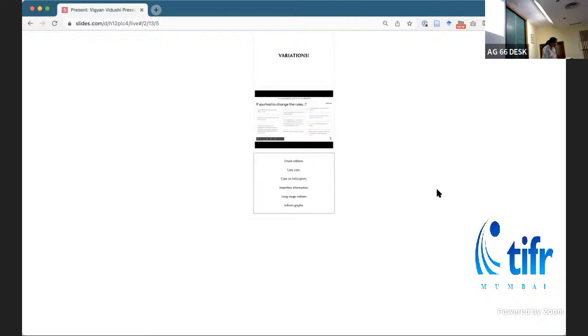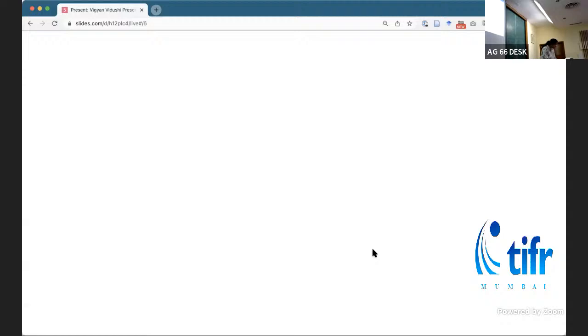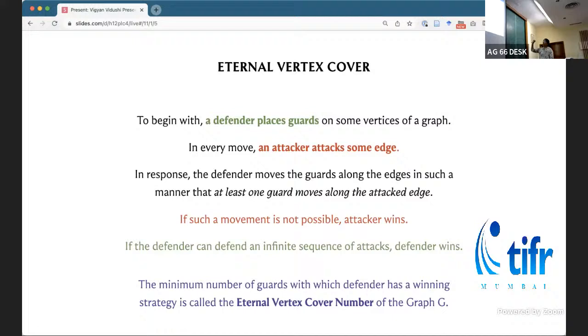Okay, so maybe I'll just quickly tell you about one more game in this category. I'll not get into any details, but I'll just tell you what the game looks like. This is another attack-defense sort of game, where you have, again, cops or guards that are protecting the graph in this case, and you have an attacker that attacks the edges. Every time an edge is attacked, you need to have a guard go across the edge to clean up the damage. The guards win if they can defend an infinite sequence of attacks, and the attacker wins if this is not the case. So you need to have a strategy to move.